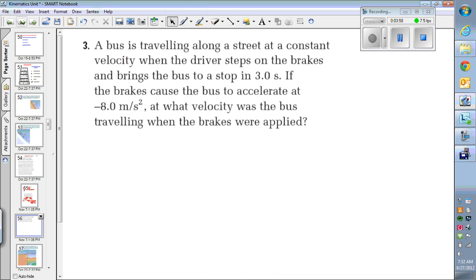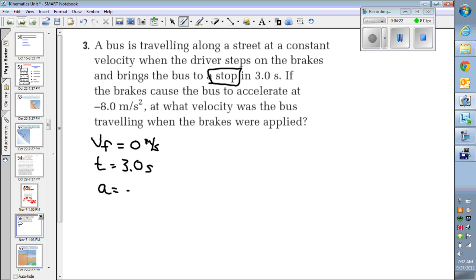Alright, question 3. A bus is traveling along a street at a constant velocity when the driver steps on the brakes and brings it to a stop. VF equals 0, in a time of 3 seconds. So if it comes to a stop, VF is 0. And it does it in 3 seconds. If the brakes cause the bus to accelerate at negative 8.0 meters per second squared, and I think it has more to do with the tires and the road than it does with the brakes, I guess, sure. At what velocity was the bus traveling when they slammed on the binders?